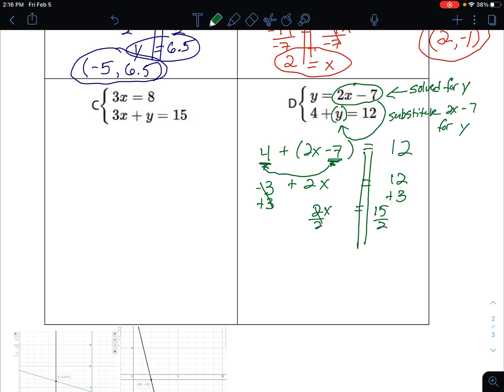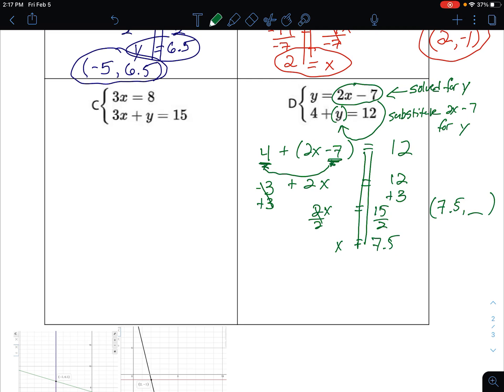And then dividing by 2, I get x is equal to 7.5. All right, so it looks like the x value is 7.5. I don't have the y value yet, though, so I have to do a little bit of work on this one first. And so I've got x is equal to 7.5.